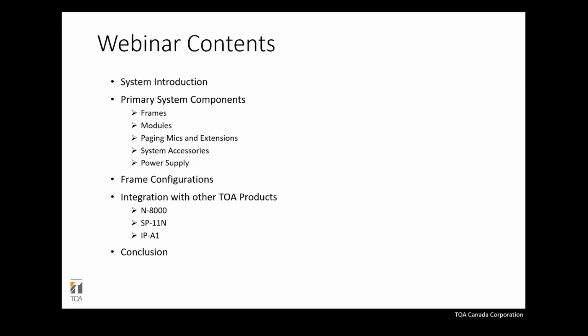So the contents today: I'll go first with the system introduction and components. We'll discuss frames and modules. I'll get to define those and explain those with you. Then the accessories, mics and extensions, and how the power supply is handled with the VX3000, considering it's intended for redundancy and backup applications. I'll go over some frame configurations and then the integration with the N8000, the SP11N, and IP-A1 systems as examples.